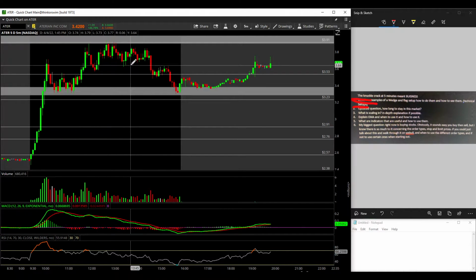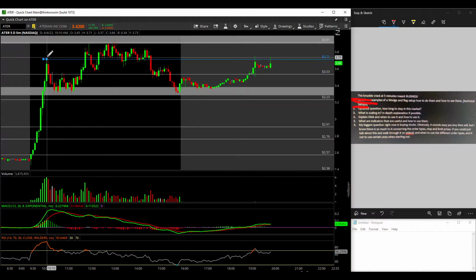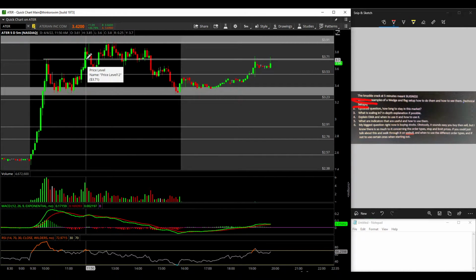Now, the same goes for scaling out. You're looking at overhead levels you have charted. This would have been a level here, 371. Say you were in here. You would have got this move up, and you would say, okay, we have a double top, or the high of the day is 371, so I'm going to take a little profit and scale some out here. You can scale 25%, 50%, whatever it may be. But this one was very volatile, so I would be scaling 50% most times. That's usually my scale ins and outs, 50%, then 50%.